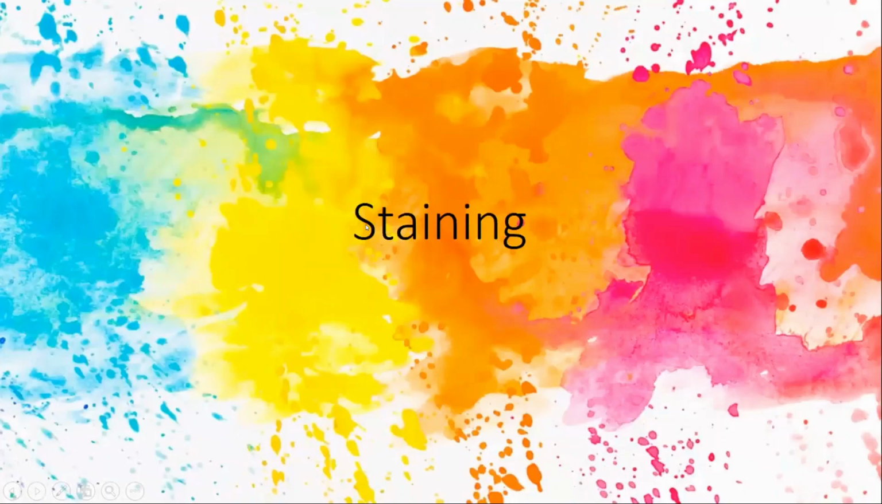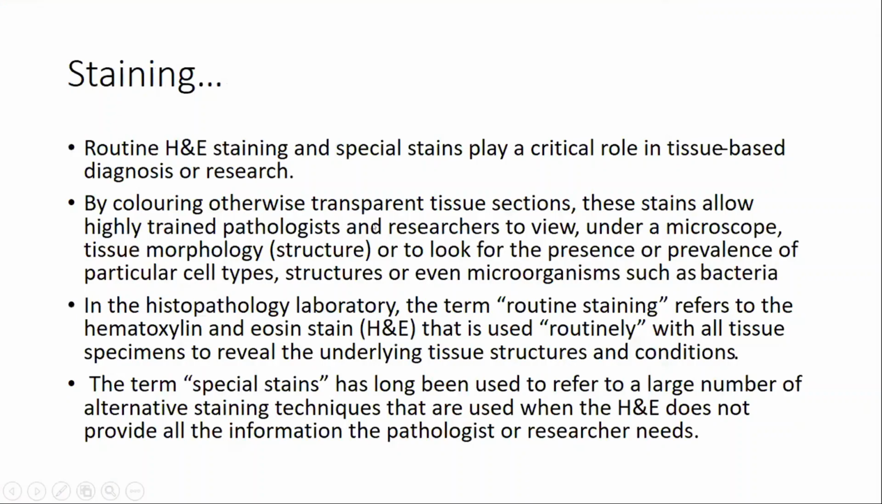So, staining. In H&E, you've seen that from the specimen, I took a few representative samples that I need to examine. What happens without the staining? The section that we get is colorless. You need something to highlight the cells.